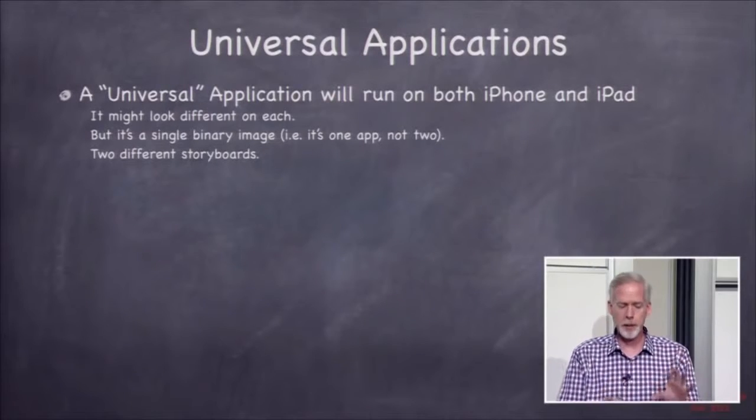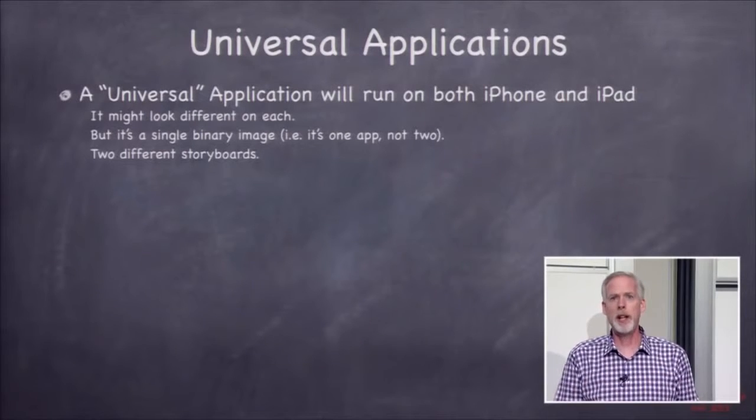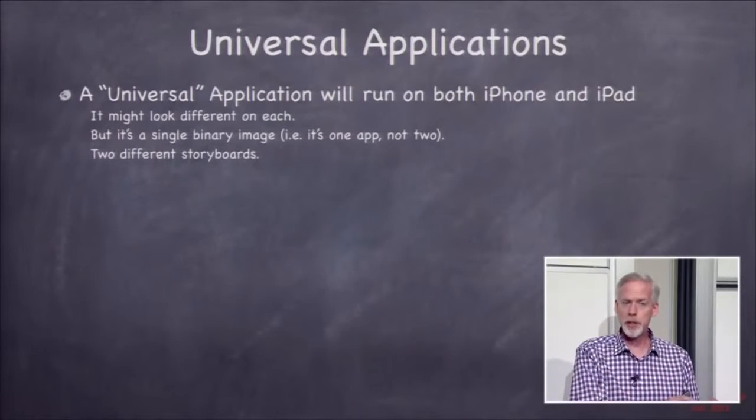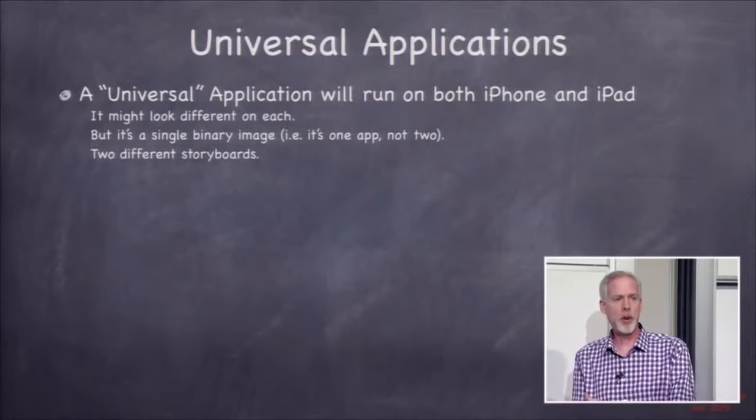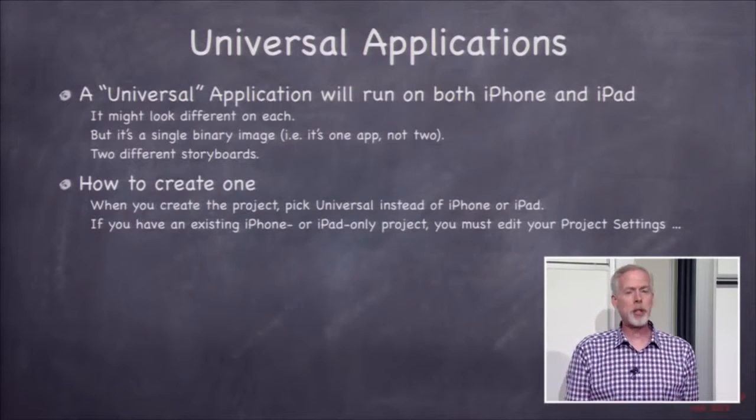They're really separate. And that's because the UIs want to generally look quite different, okay? They're going to have the same functionality, so the same MVCs, but they're going to be drawn in different places on screen. How do you create a universal application?